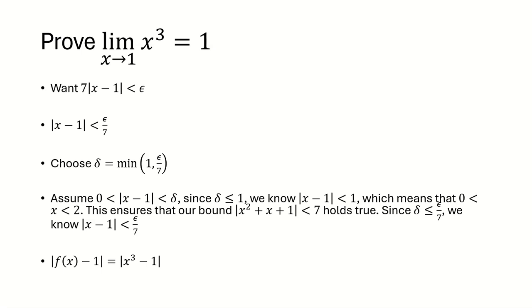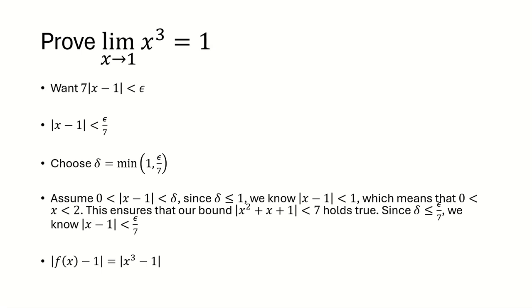So assume that 0 is less than the absolute value of x minus 1, which is less than delta. Since delta is less than or equal to 1, just by replacing delta with 1, we know that the absolute value of x minus 1 is less than 1, which means that 0 is less than x less than 2. This ensures that our bound, the absolute value of x squared plus x plus 1 is less than 7, holds true. Since delta is less than or equal to epsilon over 7, we know that the absolute value of x minus 1 is less than epsilon over 7.